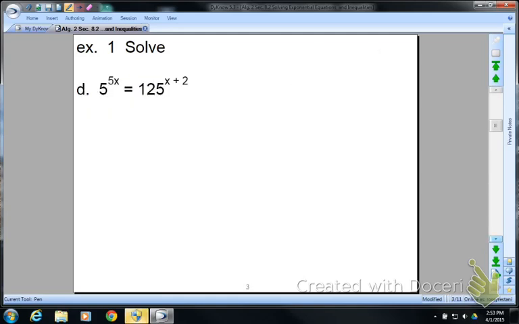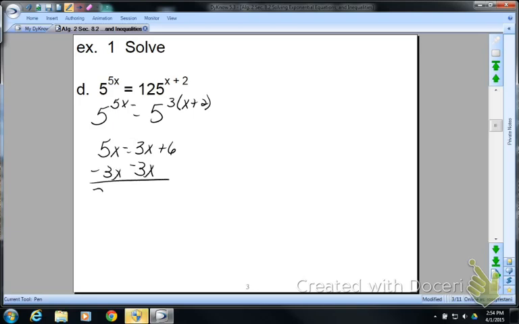Okay, y'all do this one. So that's 5 to the 5x is equal to 5 to the third, and then we put in parentheses the x plus 2. Our bases are identical, so we put 5x is equal to 3x plus 6. As I bring down, can I distribute all at the same time? Yes. Subtract 3x from both sides. So that's 2x is equal to 6. Divide by 2. So x is equal to 3.